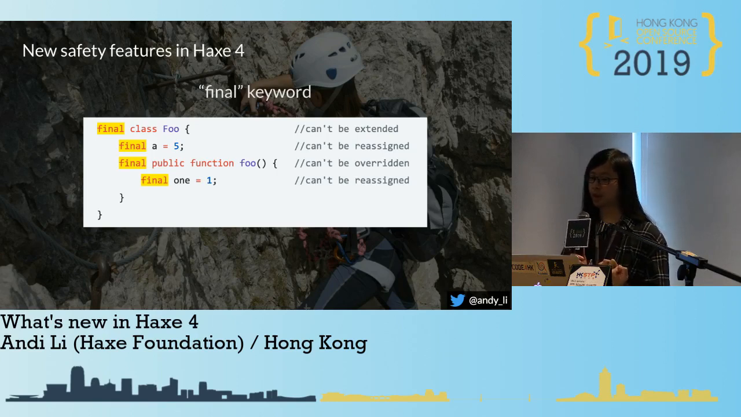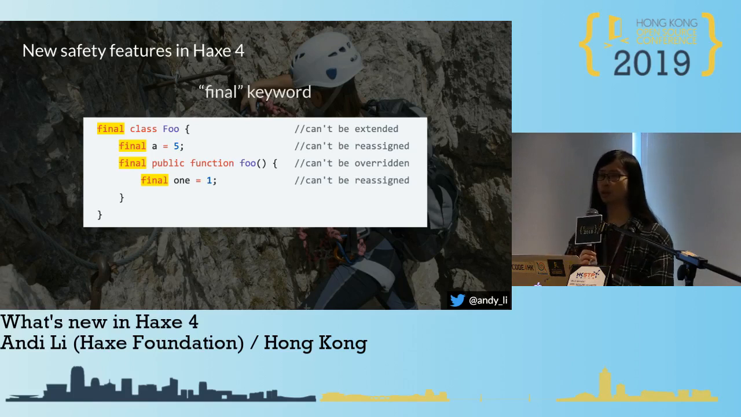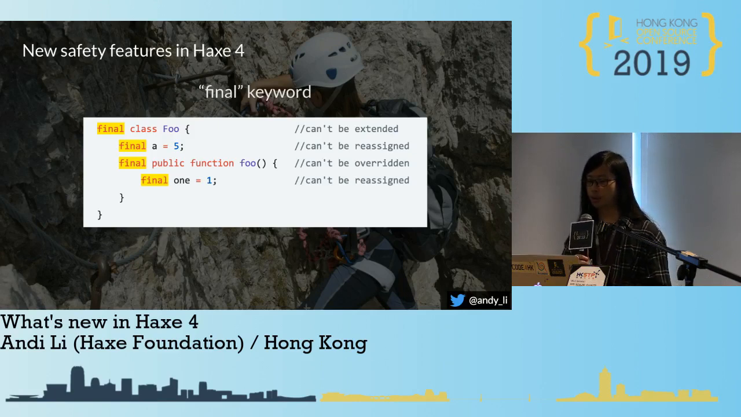And then you can assign it like this during the declaration of the variable, or you can assign the value inside the constructor. And then you can put it in front of a method. That means that you cannot override the method. And then you can put it in front of a variable. That means, again, you cannot reassign the variable to anything else.